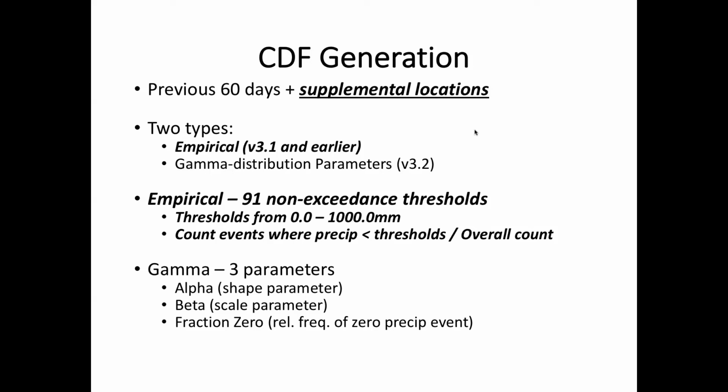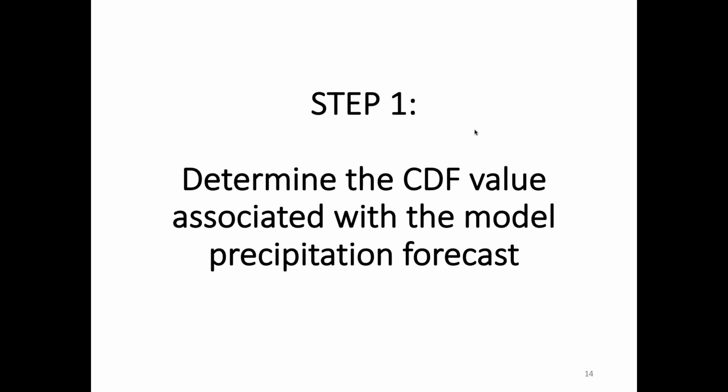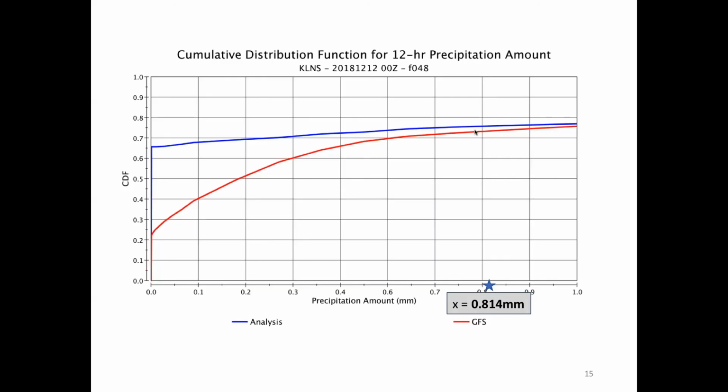During this walkthrough, however, and for the sake of this walkthrough, the CDFs that we're looking at are empirical in this case. So now we're just going to walk, step by step, through the actual quantile mapping and dressing procedure. Step 1 is determine the CDF value associated with the model precipitation forecast. We have our model precipitation forecast in the lower right, 0.814 millimeters. We have our model CDF in red, our analysis CDF in blue.